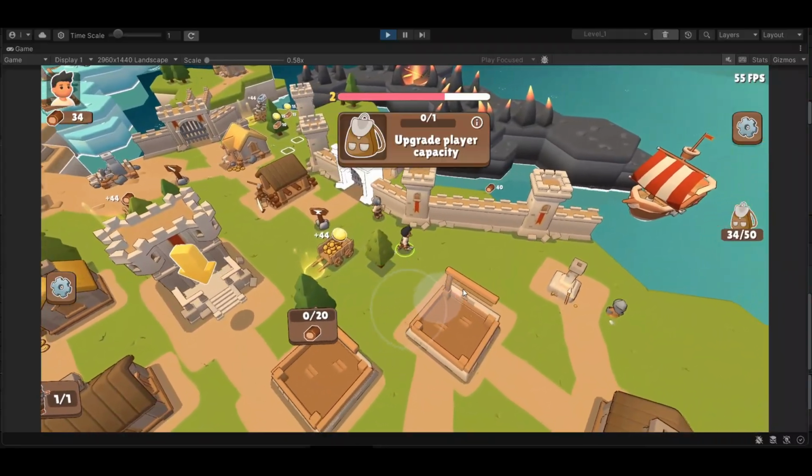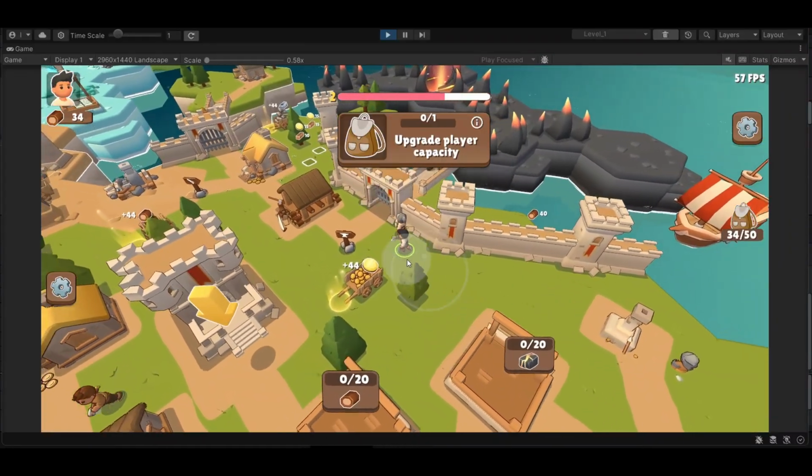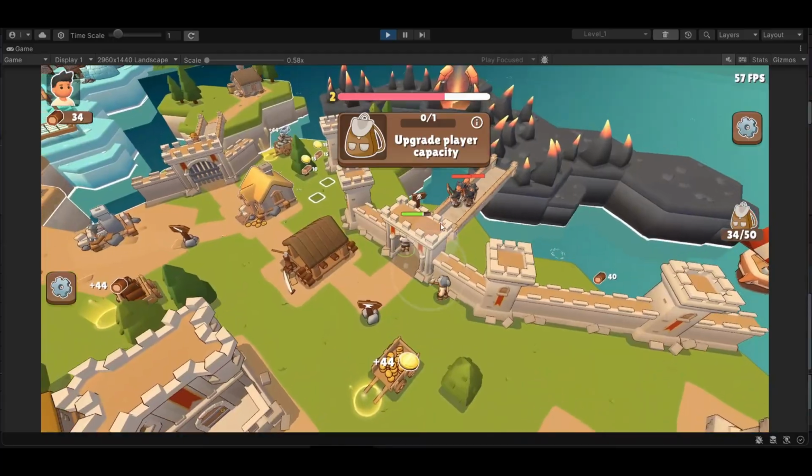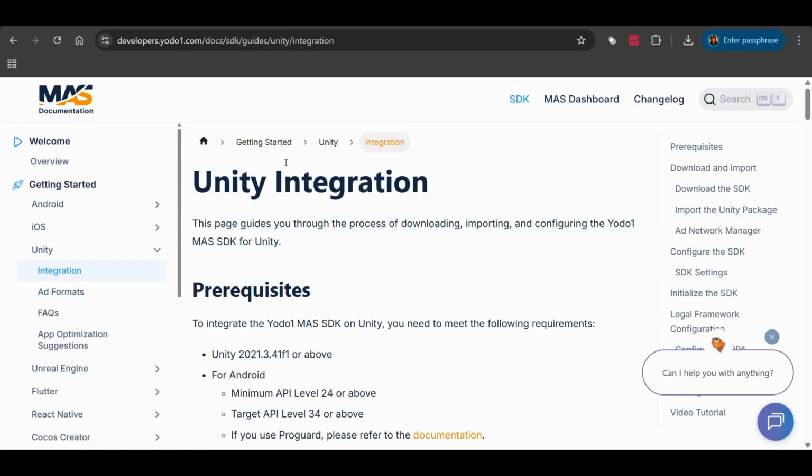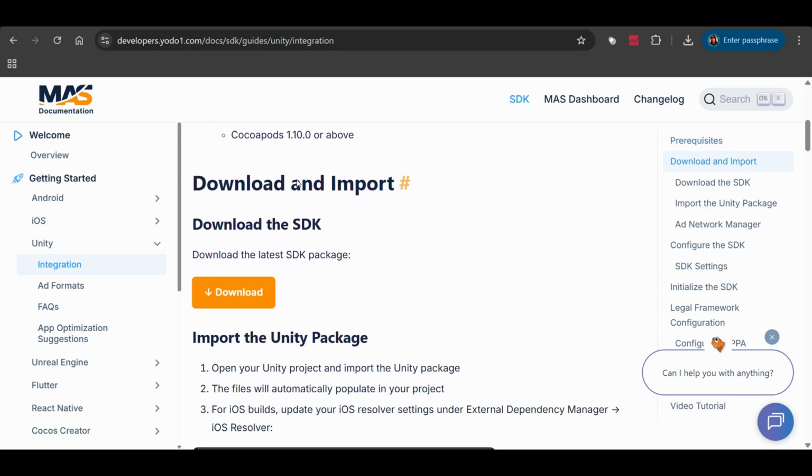The bottom line, data beats opinions every time. I did this test because I wanted real numbers, not just gut feelings. For my specific game with Brazilian users in this time period, Yodo1 MAS outperformed AdMob, but that's just one data point.